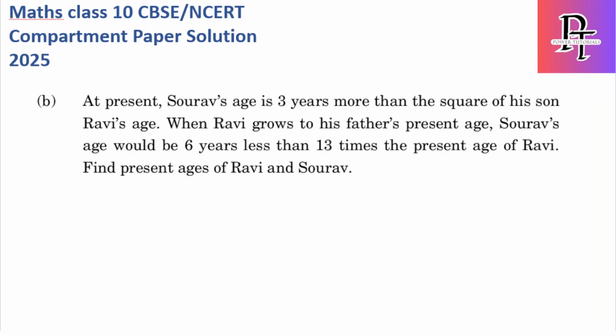At present, Saurav's age is 3 more than the square of his son Ravi's age. When Ravi grows to his father's present age, Saurav's age will be 6 less than 13 times the present age of Ravi. Then find the ages of Ravi and Saurav.